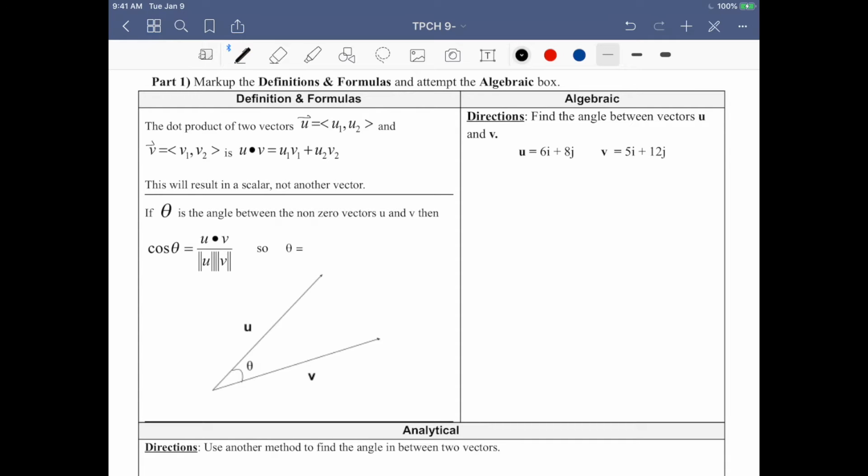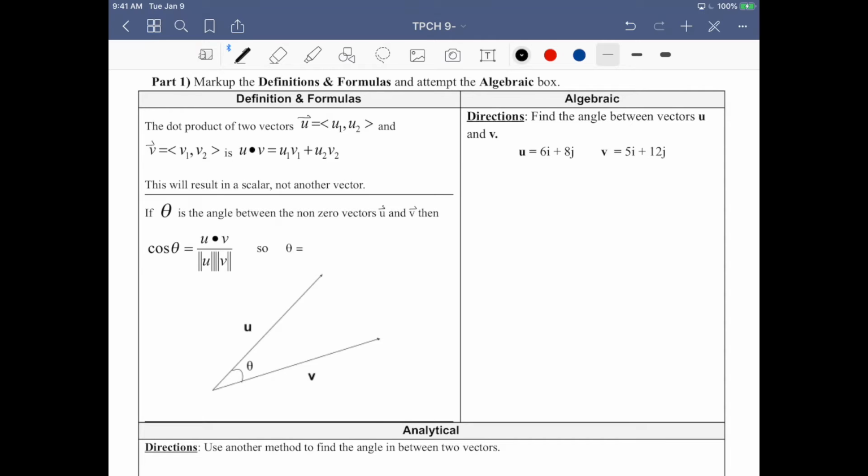The dot product of two vectors u and v is the following. u dot v is the horizontal component of u times the horizontal component of v plus the vertical component of u times the vertical component of v. This will result in a scalar, not another vector.